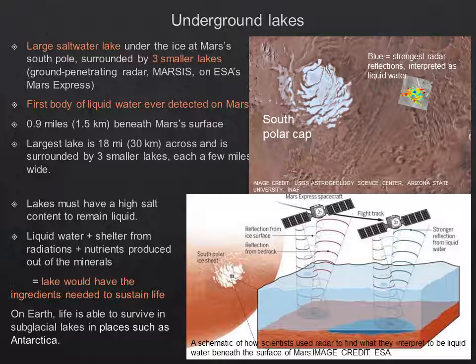So, those lakes are environments with liquid water, they are sheltered from radiation, and they are environments where nutrients can be produced out of the minerals. Therefore, they will likely have all the ingredients needed to sustain life. On Earth, some subglacial Antarctic lakes, such as Lake Vostok, are home to single-cell organisms that not only can survive in very salty water, but they also use the salt as part of their metabolism. So we can imagine that a similar ecosystem may exist today in the underground Martian lakes.